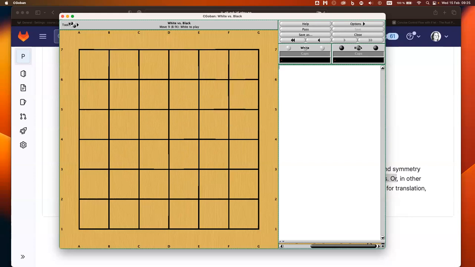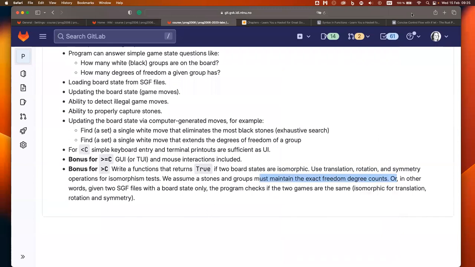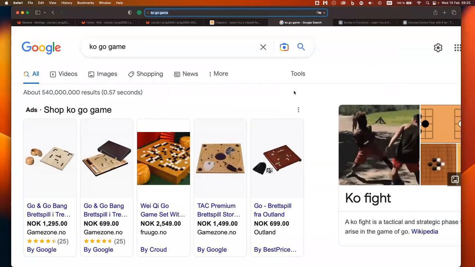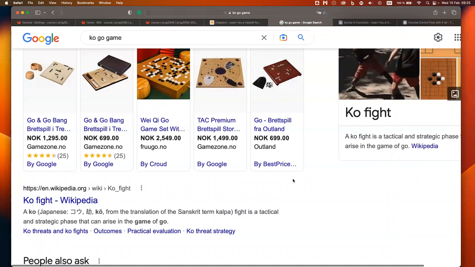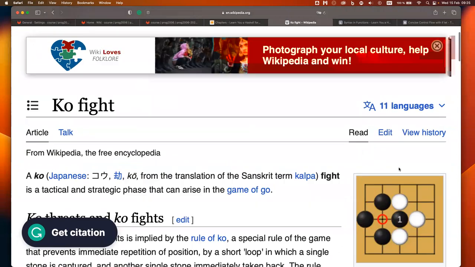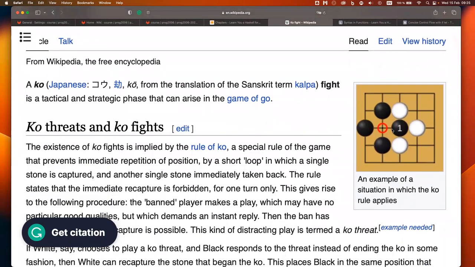That situation, let me just quickly find that situation. So we have this board state. Now if white plays in the red circle, the black stone is going to get captured, right? So if white plays here, the black stone is captured, but then the white stone will be here and we will have a symmetric situation for black. So then black could play in this position to capture the white stone, right?